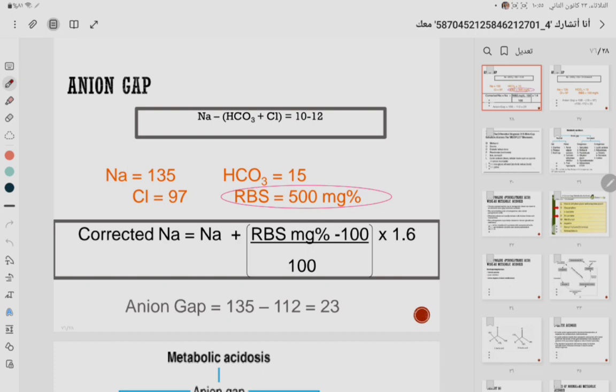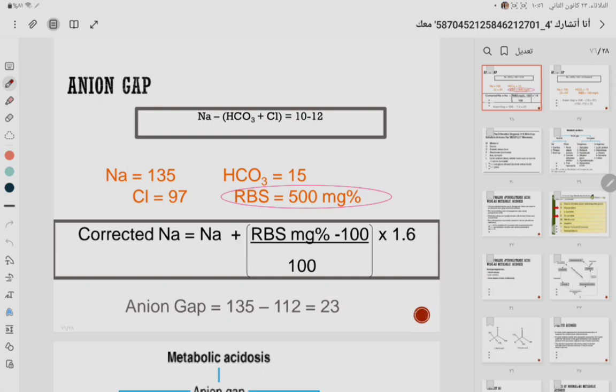minus 100, that is 400, multiplied by 1.6, equals 6.6, plus the 135. You can imagine what the number will be. It's about 7. If you add 7, it will be 142. The total sodium is 142. But here they put 145. So this is the anion gap before they do the correction. Next, please.